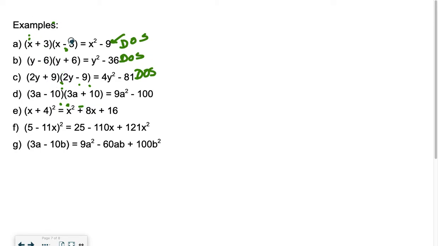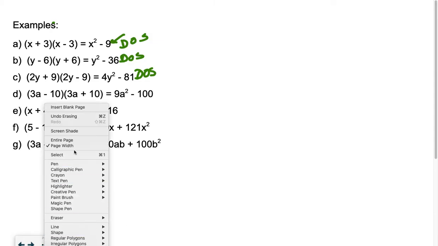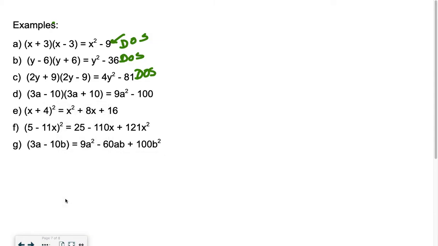So I'll repeat what I just said and point that out to you. If you look at the difference of squares binomials, which are on the left side, each one has the same exact terms, but the sign's different. Plus, minus, minus, plus, minus, minus, plus. In our example E, we have a binomial being squared. So this is where we have to actually write it out as x plus 4 times x plus 4, which would be x squared plus 4x plus 4x, so x squared plus 4x plus 4x plus 16.